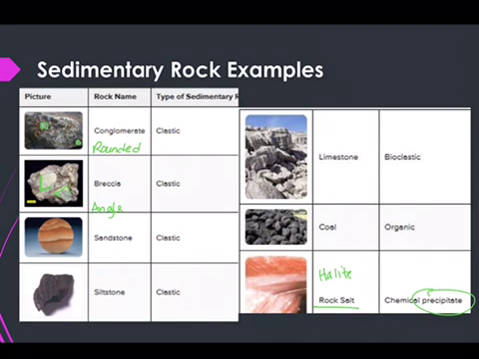Limestone is considered a bioclastic type of sedimentary rock. Remember, bio means life. And so oftentimes limestone will have living or fossilized components. Coal is an example of an organic sedimentary rock because coal was made from plants, and plants were our organic material. So again, just a brief overview of sedimentary rocks. The big thing here is to know your sediment sizes and the names of those sediment sizes in order, either from big to small or small to big.